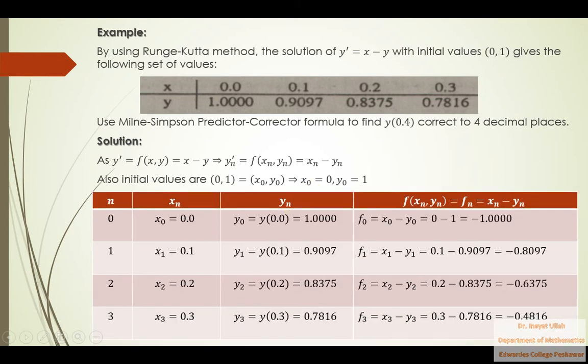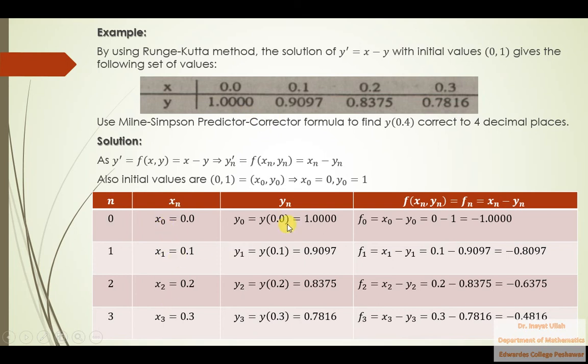Now just look at this table. Start n from 0, because n starts from 0: 0, 1, 2 and 3 here. And x n: whenever n is 0, that will be x naught, which is 0.0. Whenever n is equal to 1, that is x1, and x1 is 0.1. Similarly, x2 is 0.2, x3 is 0.3. That is from the given table. So these are the values of xi's.